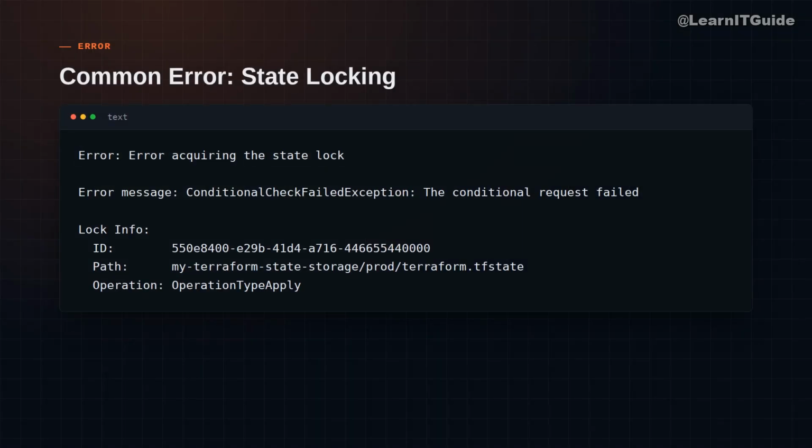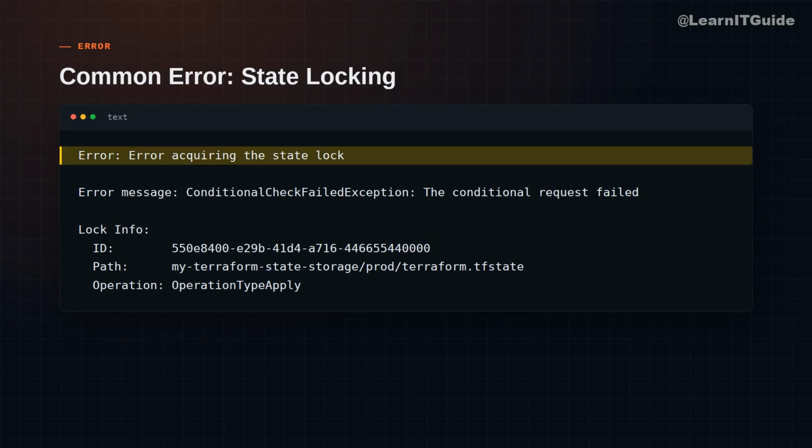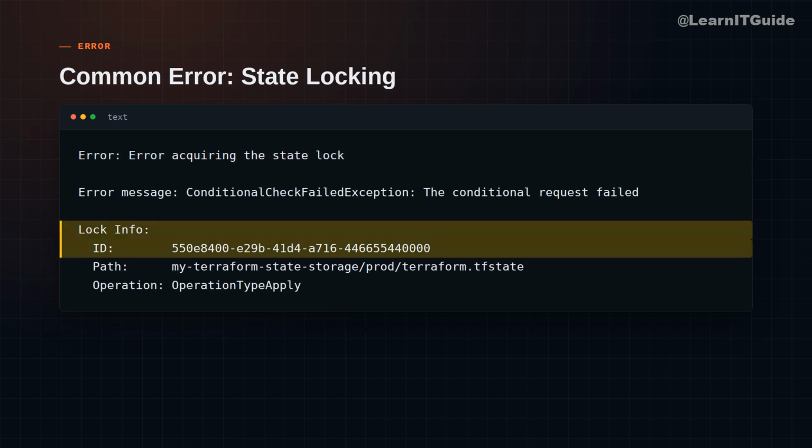But what happens if you get it wrong? This is the most common error you will see. It happens when Terraform cannot acquire the lock from DynamoDB. This usually means someone else is currently running an apply, or a previous run crashed and left a stale lock behind. Do not force delete the lock unless you are absolutely sure no one else is using it, or you might end up with a corrupted state.